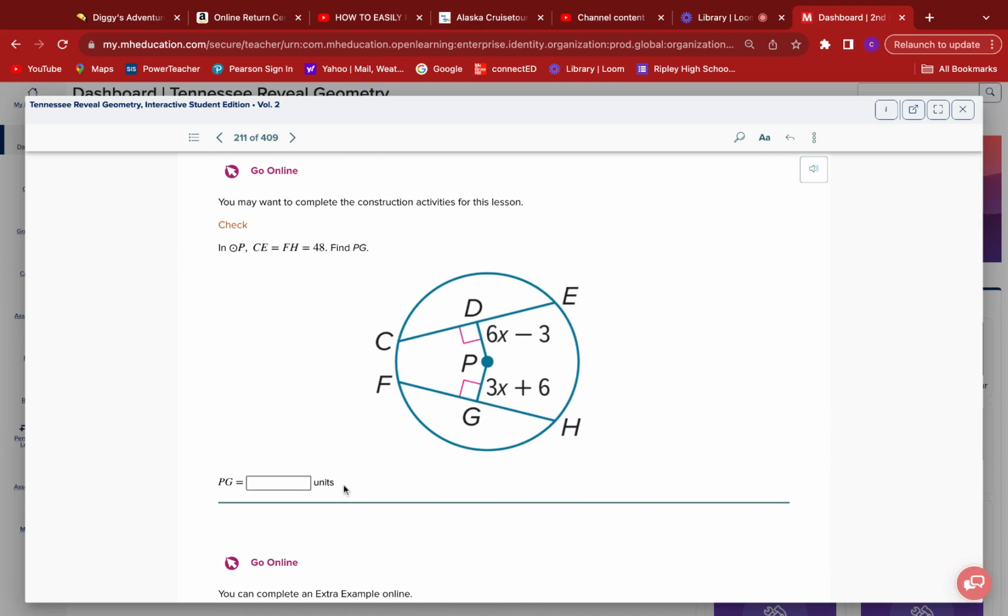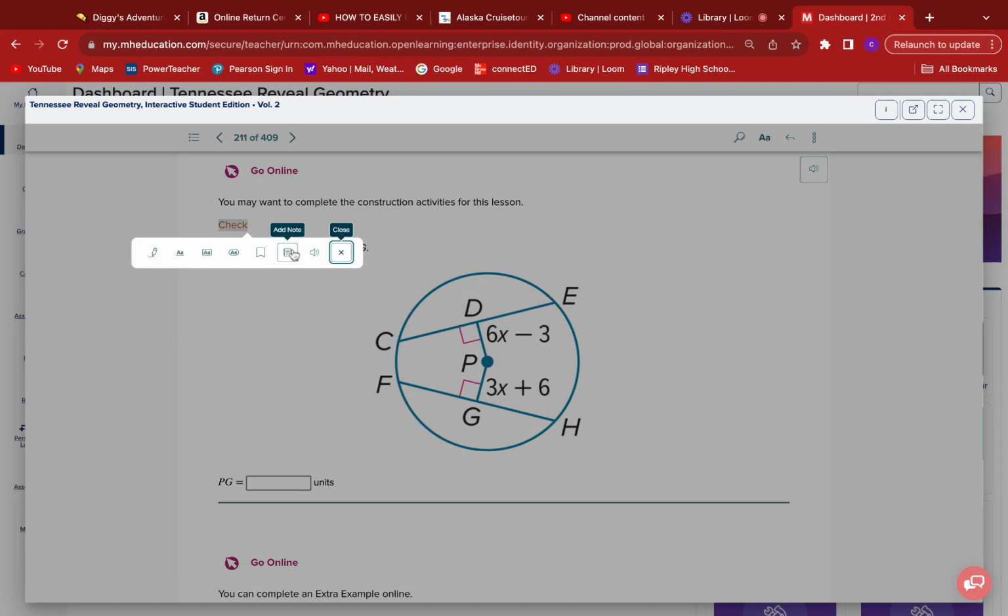All right, got to check, and we need to find PG. Okay, let's see what we got here. Okay, we got circle P, CE, which is a chord, is congruent to FH, which is a chord, and they're both 48. Okay, so if the chords are equal, that means the distance from the center to that chord, being their perpendicular segments, are equal to each other. So we're going to set these two things equal to each other. And again, if you're having a hard time wanting to know why, it's because the theorems that we talked about at the beginning of the lesson say that when things are congruent to each other, they're equal to each other. So I'm going to set this equal.